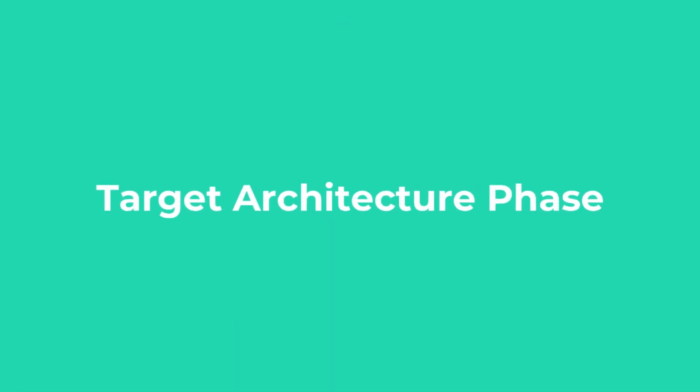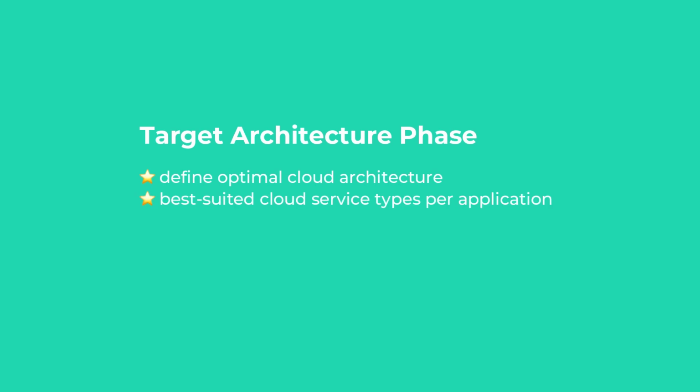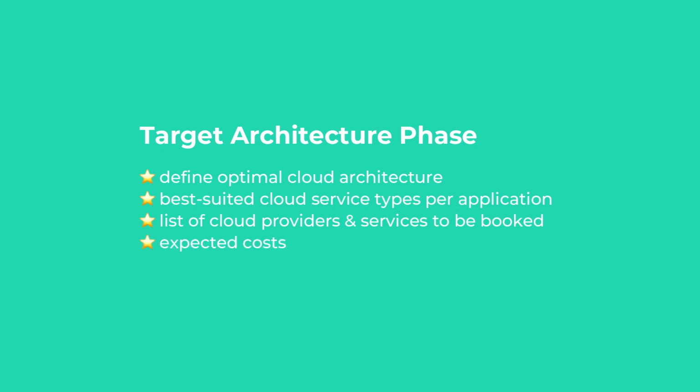In this video, we're going to talk about what we call the target architecture phase. The goal of this phase is to define the optimal cloud architecture for your client's IT landscape, and also to typically define for each application the best suited cloud service types, one or several cloud providers, and a list of services that needs to be booked from these providers, the expected costs, and you also have to make sure that the final architecture will comply with your client's strategy and requirements.